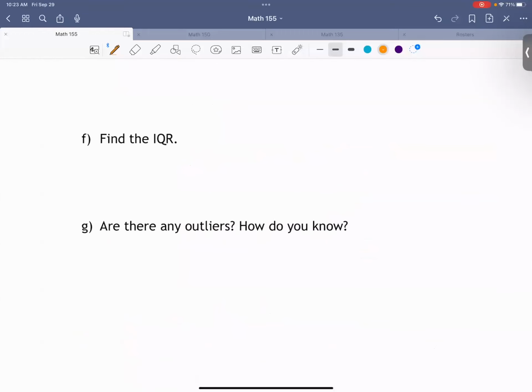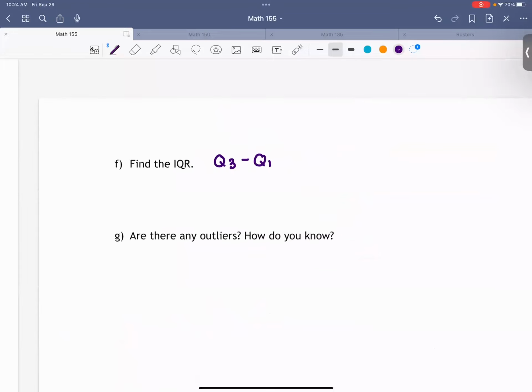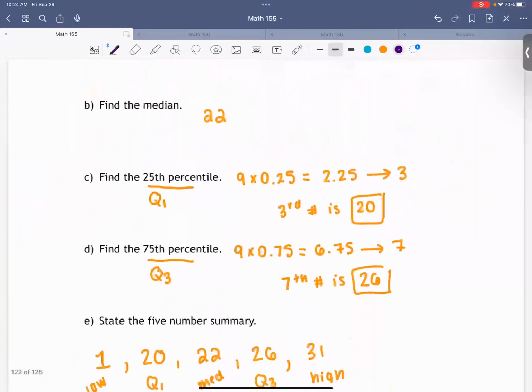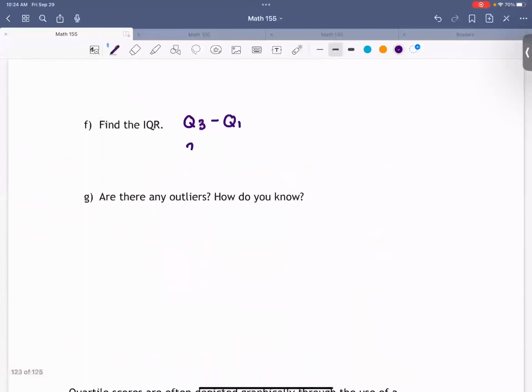Part F is to find the IQR. Remember, IQR stands for the interquartile range, or the range of the quartiles. I would get that for you, but my feet are off duty. So does anyone remember the formula for the IQR? Q3 minus Q1 is the largest quartile minus the smallest quartile. And going back to what I just found, Q3 was 26 and Q1 was 20. So I'm literally just subtracting these two numbers and my IQR looks like 6.